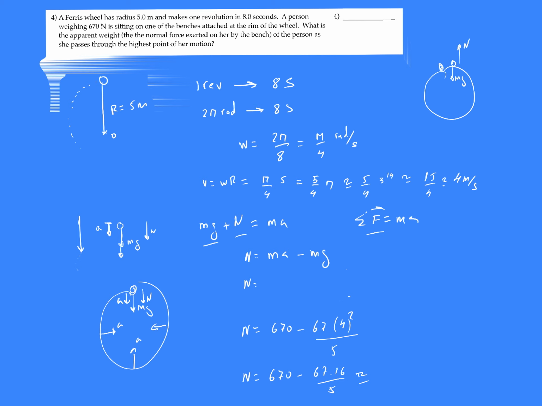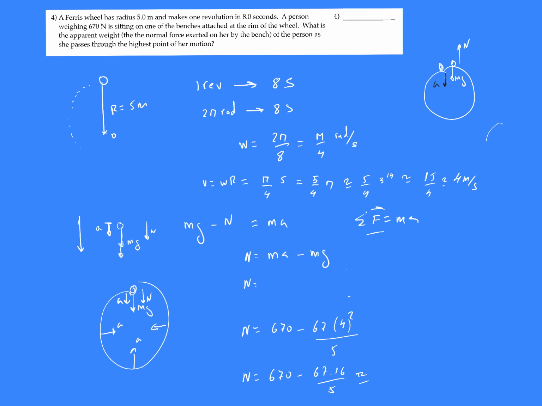So let me erase again. The equation will say the sum of all the forces equals mass times the acceleration. I will choose the acceleration at this point in this direction, so I will choose the positive direction in the direction of the acceleration. So it will be the weight mg minus N going up.